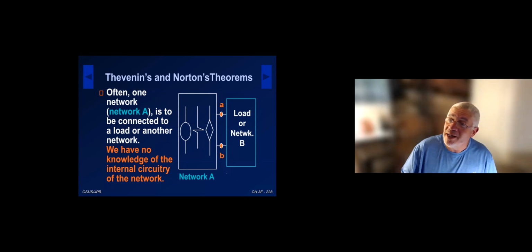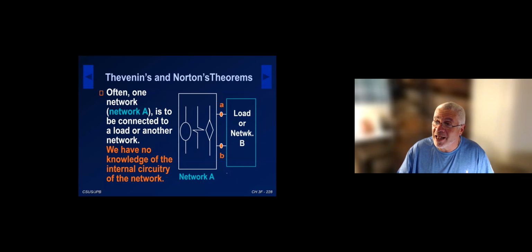Sometimes creating that model can be done experimentally, but obviously in this class we're not doing any experiments. You're going to be doing it using mesh and nodal analysis. So I'm going to show you the steps to create the model, and there are going to be two models. One is called the Thevenin model. The other one is called Norton.